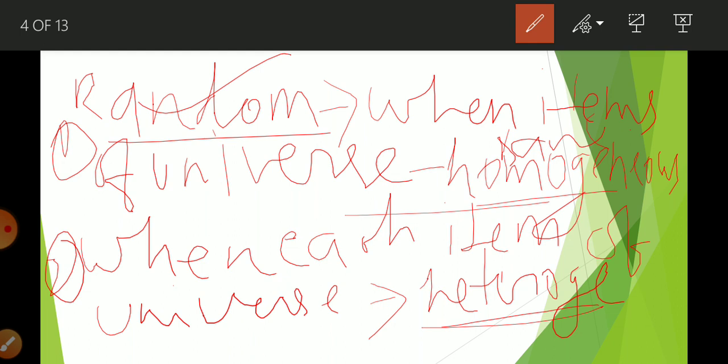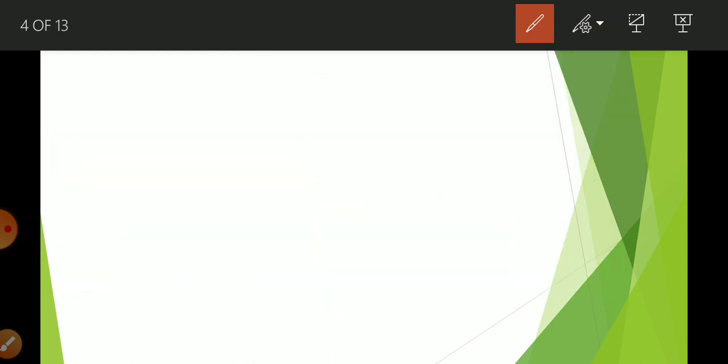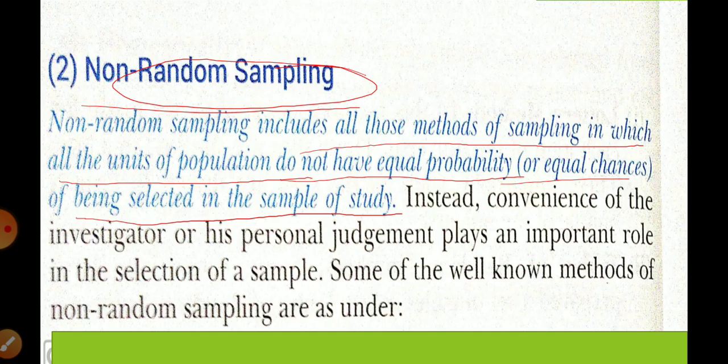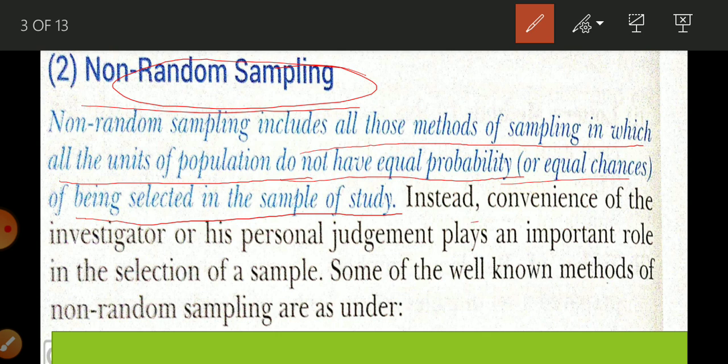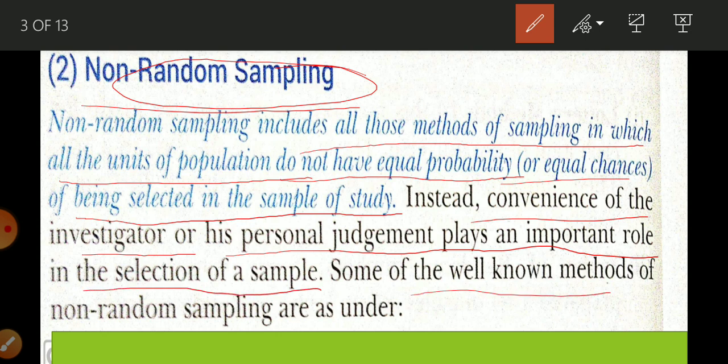And what is non-random sampling? In which every item does not get an equal chance of being selected. Okay, so let me understand what is written in your book. What is non-random sampling? It includes all those methods of sampling in which all units of the population do not have an equal probability of being selected in the sample of study. The convenience of the investigator or his personal judgment plays an important role in the selection of the sample. Some of the well-known methods of non-random sampling are as under.